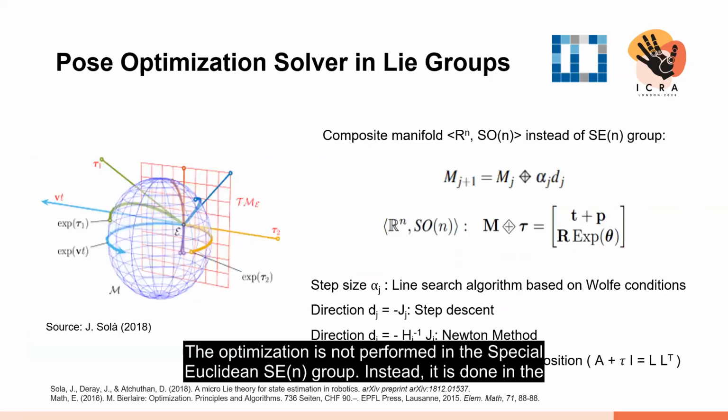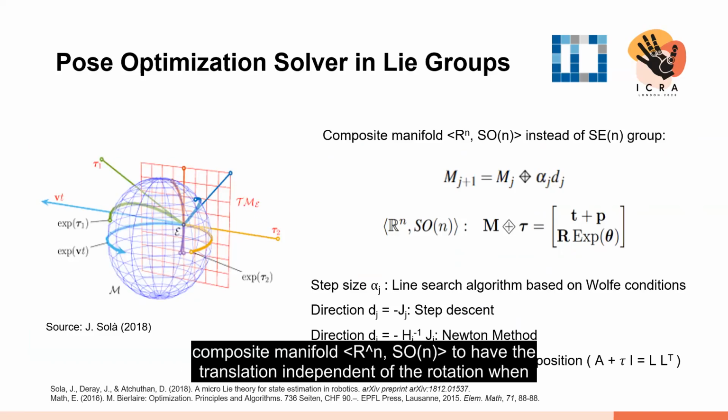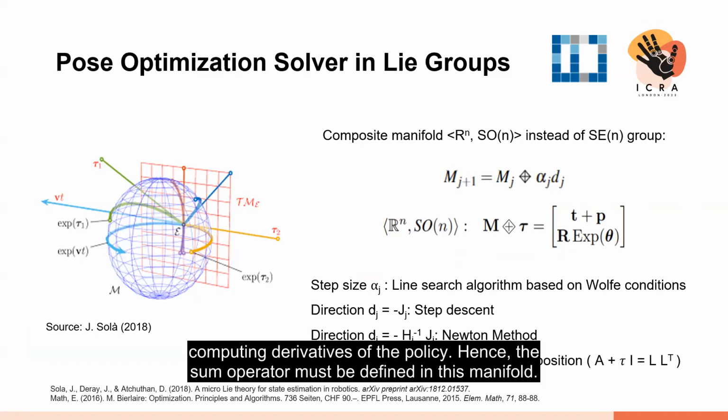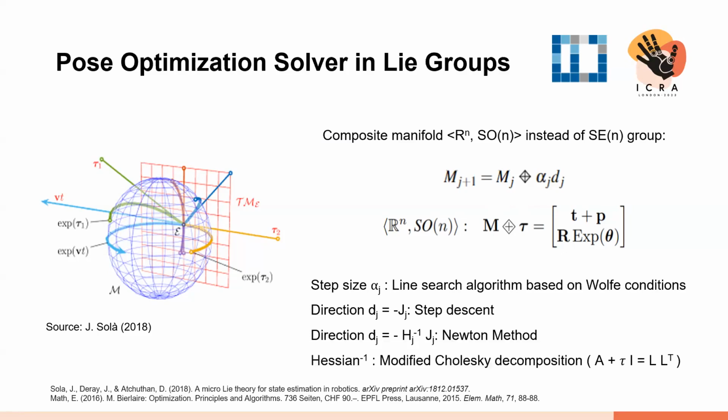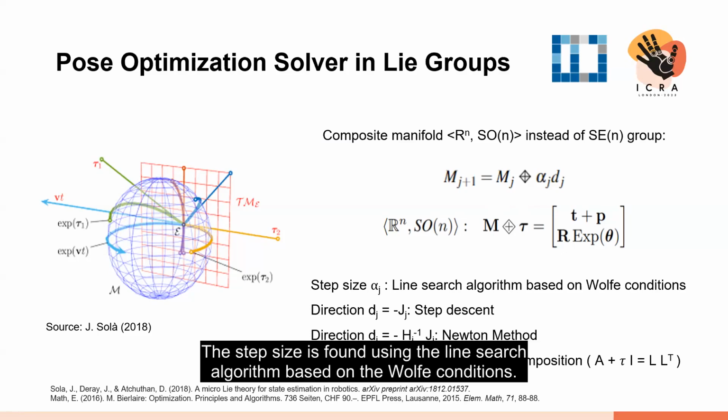The optimization is not performed in the special Euclidean group. Instead, it is done in the composite manifold to have the translation independent of the rotation when computing derivatives of the policy. Hence, the sum operator must be defined in this manifold. The solver algorithm is based on an update formed by a step size alpha and a direction d. The step size is found using the line search algorithm based on the Wolfe conditions.